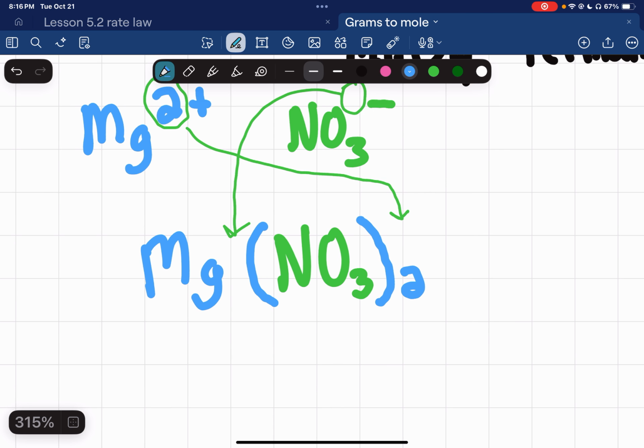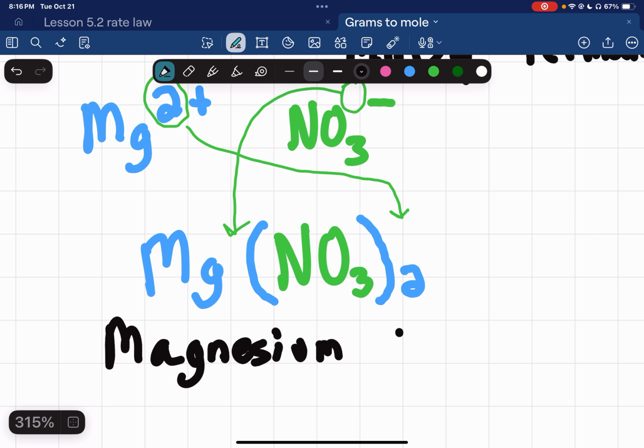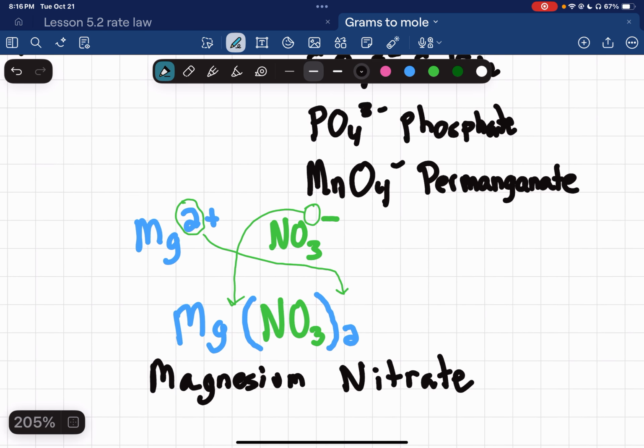Now, what about naming it? Well, luckily for you, naming these is actually pretty simple. The names don't change at all. So the name of this one is literally going to be magnesium nitrate, just like that. Easy peasy, lemon squeezy. Super simple. Not too hard.